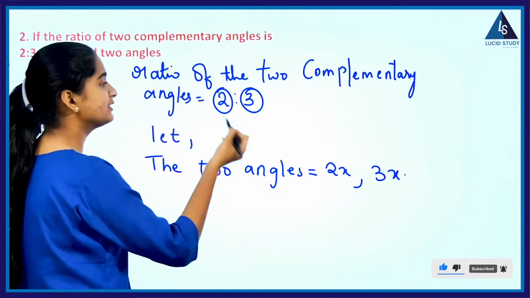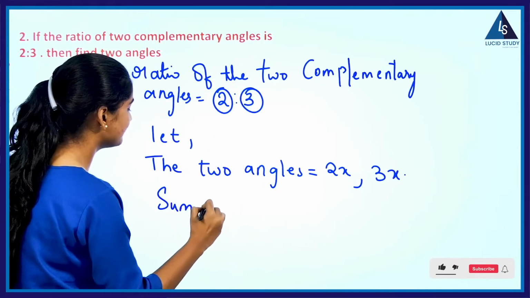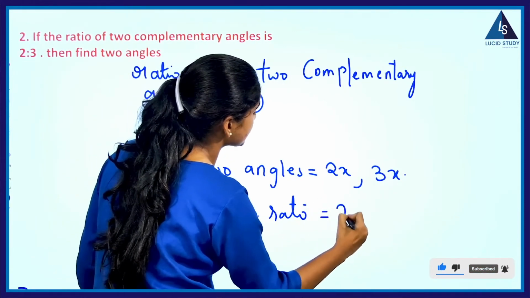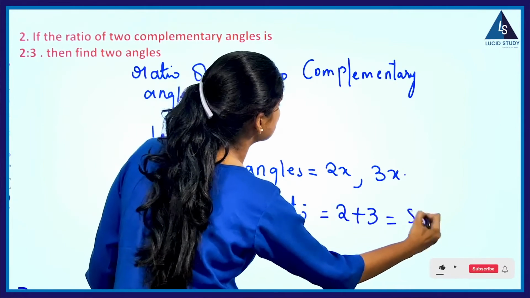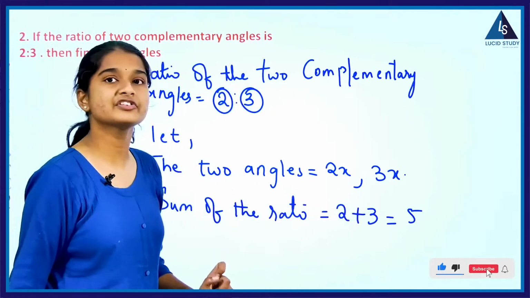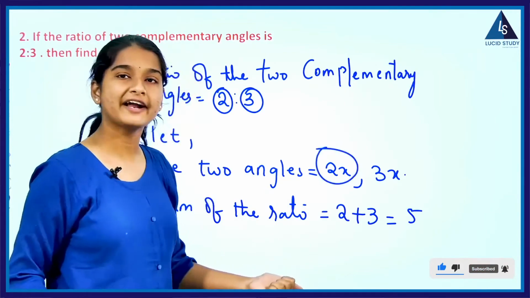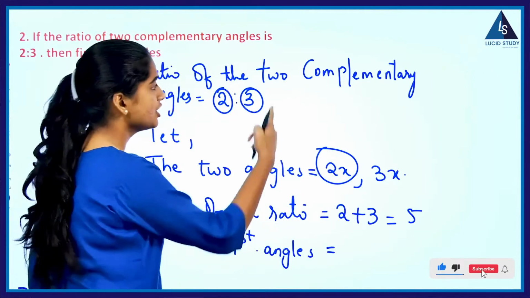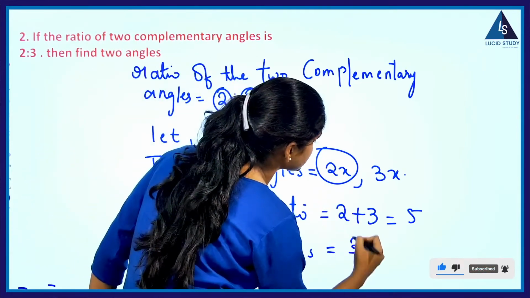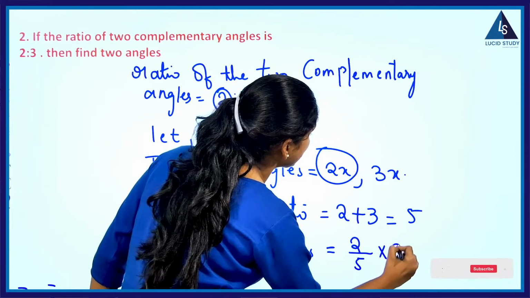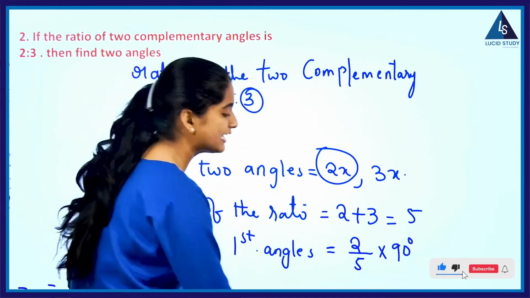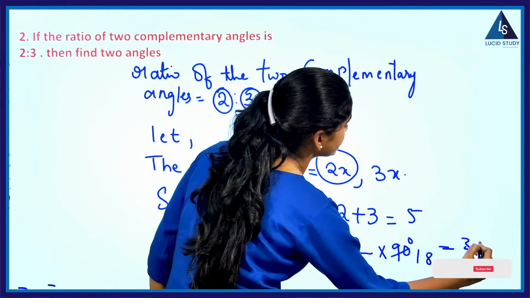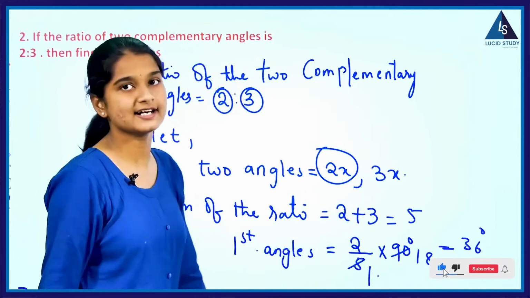Now first I will find out the sum of the ratio. What is the ratio? 2:3. So sum can be written as 2 plus 3, that is 5. So sum of the ratio is 5. Now I'll find out first angle. What is the ratio of the first angle with the sum of the ratio? First angle is 2, sum of the ratio is 5. So we have to multiply this with 90 to get the first angle. 5 ones are 5, 5 18s are 90. So 2 18s are 36. So first angle is 36 degrees.